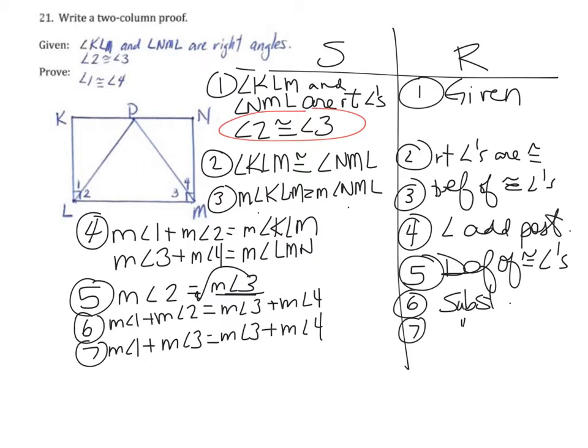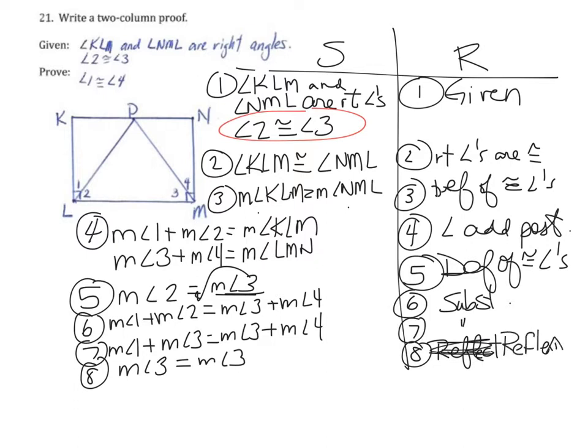Now, here's the weird part. Would you agree that these are the same thing? Yes, they're the same thing. And so I could subtract them off both sides. But I haven't said that the measure of angle 3 is equal to itself. So we're going to say the measure of angle 3 equals the measure of angle 3, and that's the reflexive property. Now, anytime you have to subtract something, you have to first say that it is equal to itself. And it's the reflexive property.